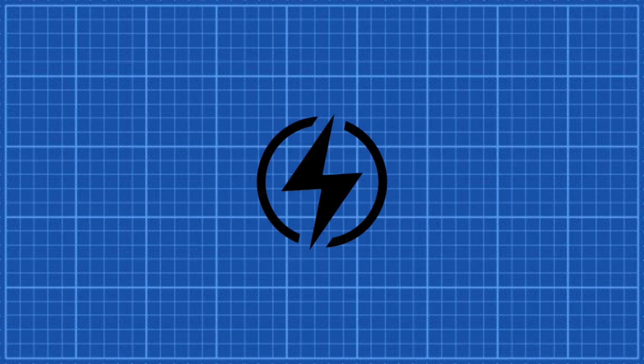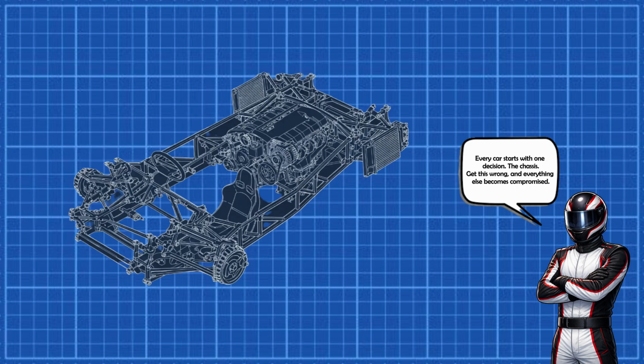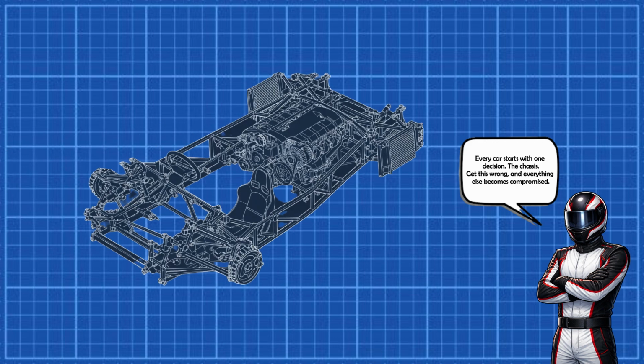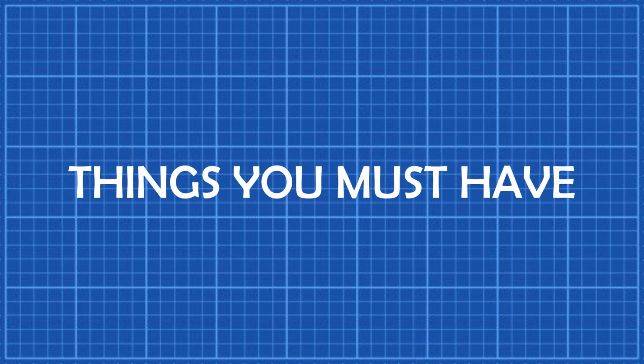Before engines, before power, before how the car looks, every car starts with one decision: the chassis. Get this wrong, and everything else becomes compromised. Welcome to part 1 of How to Build a Car at Home series. Before you start, what you must have.